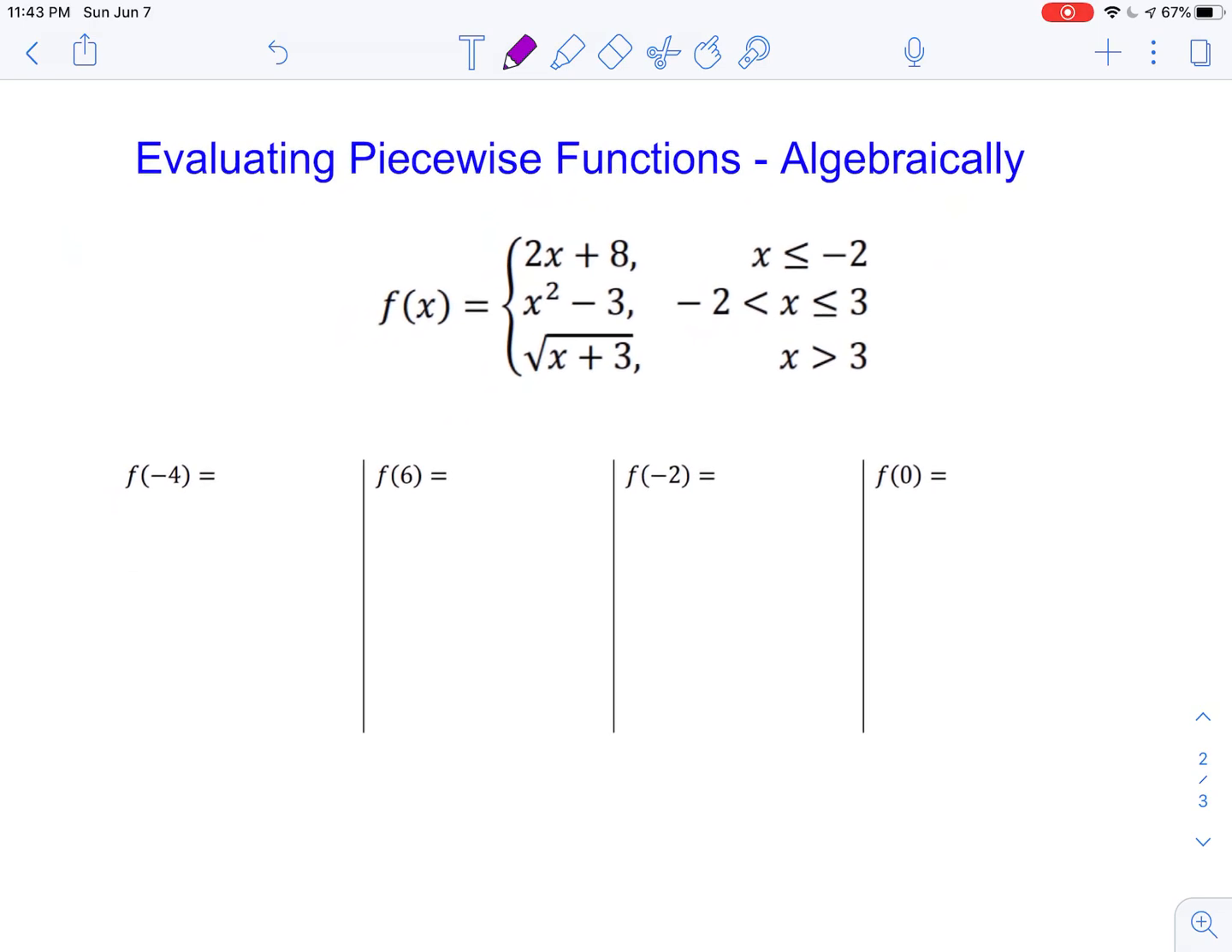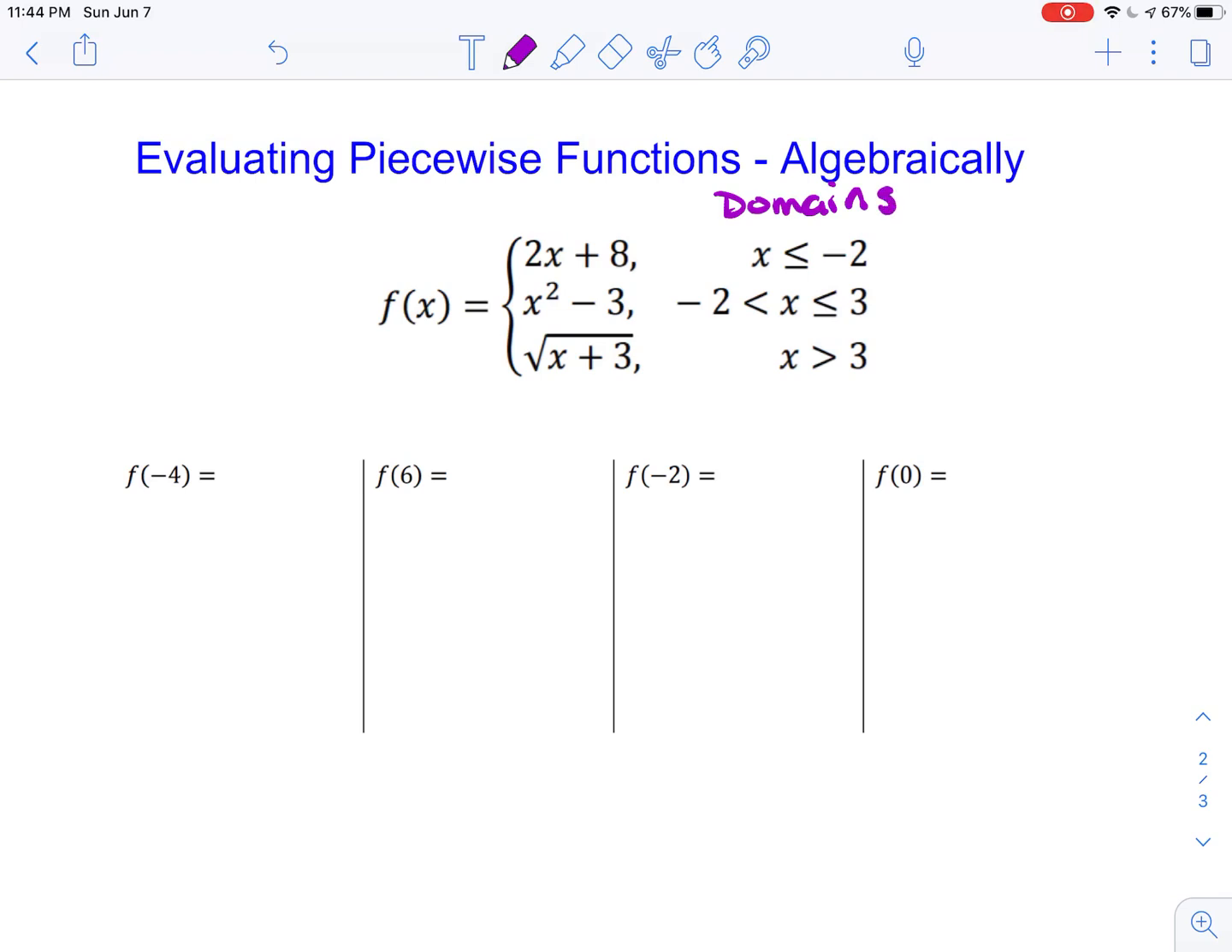Sometimes we will be given the algebraic equations, and then have to evaluate from that. So how do we do this algebraically? Well, it's all about identifying which equation to use.